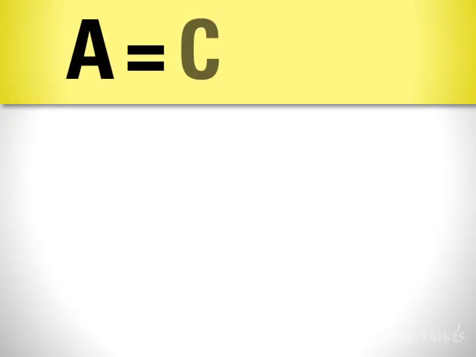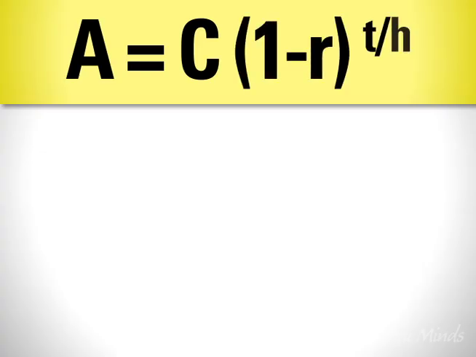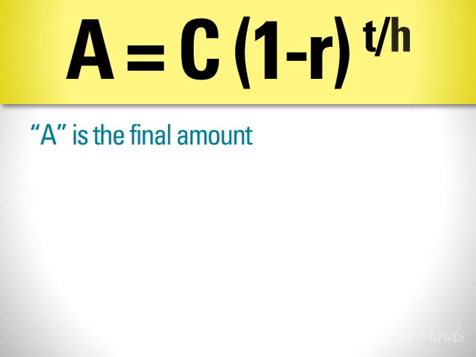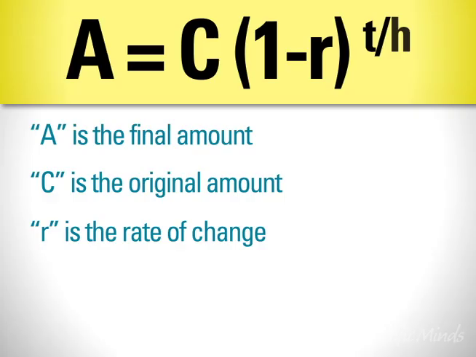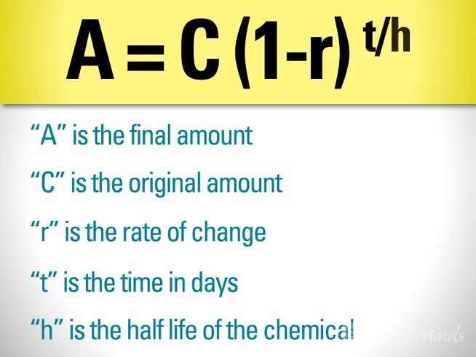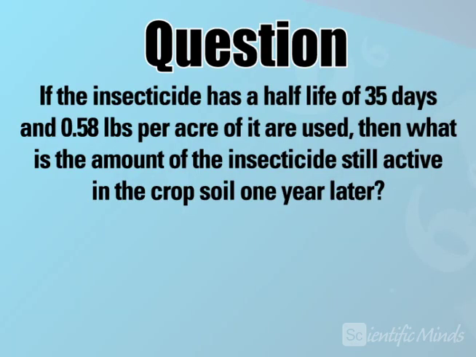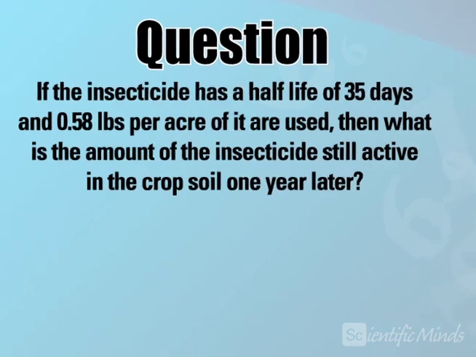To calculate exponential decay, we use this formula. A is the final amount of a chemical. C is the original amount of chemical. R is the rate of change expressed as a decimal. T is the time in days that a chemical decays, and H is the half-life of the chemical. We can find the values for each of these unknowns in the question and then plug them in to calculate A, the final amount of chemical.